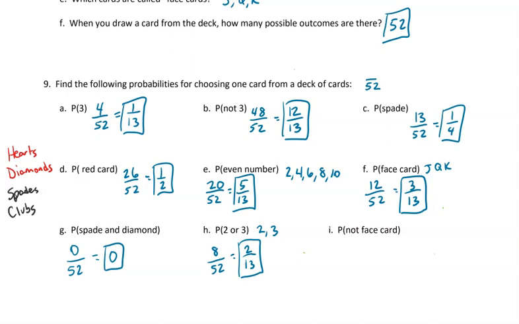Lastly, probability that it's not a face card. Again, we can add up the numbers ace through 10, and then 4 of them each, so times 4. Or we can just say there were 12 face cards. We already did that here. So the other 40 must not be face cards, which is 10 out of 13.